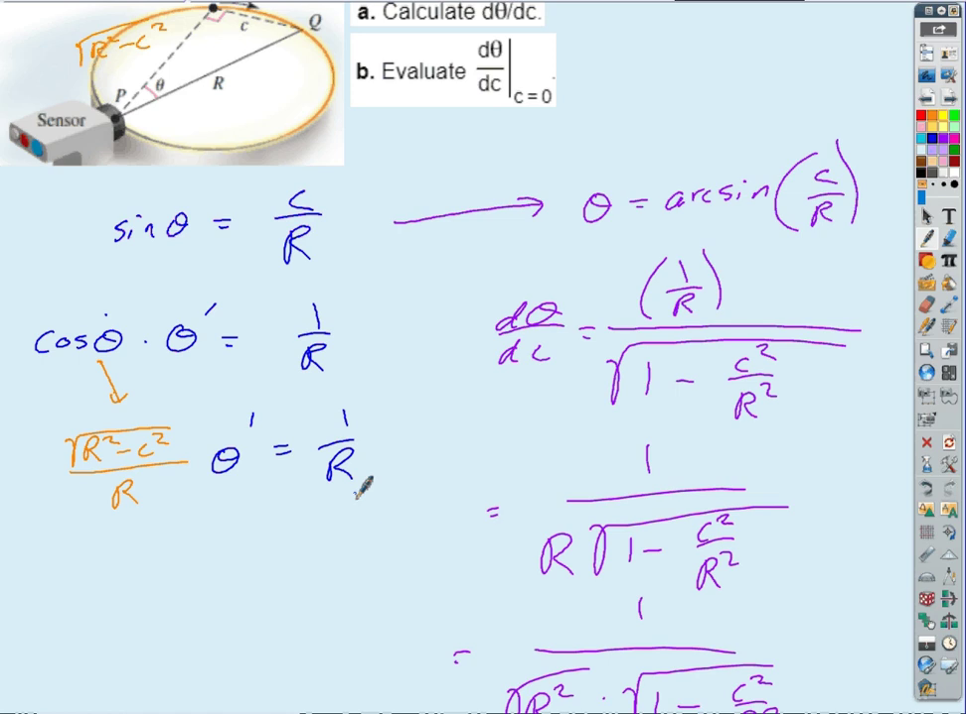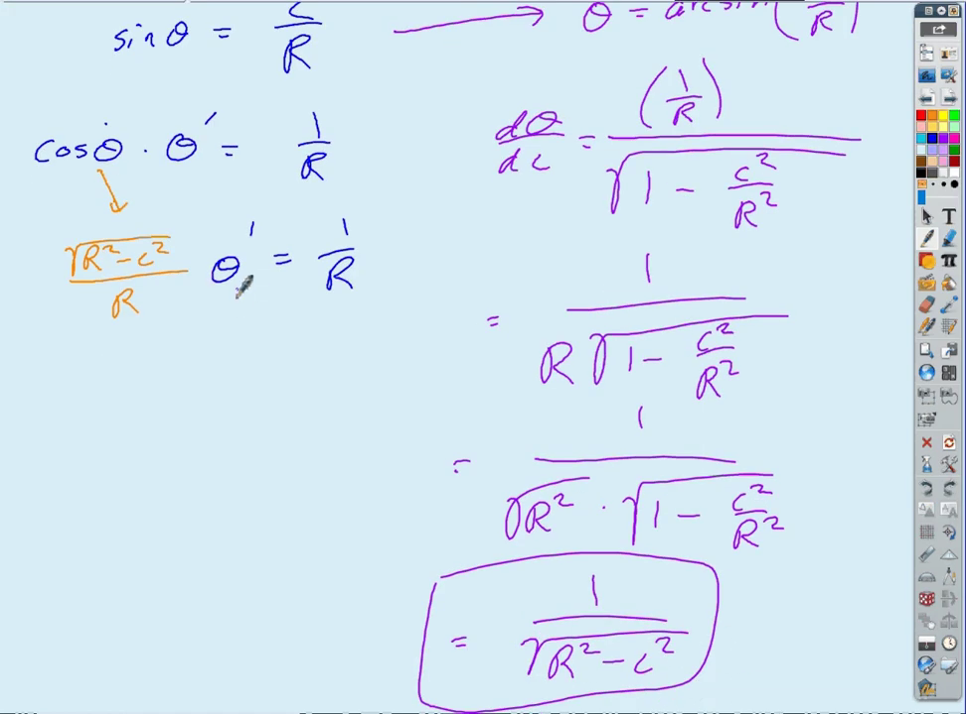and then to solve for theta dot, I can just multiply each side by the reciprocal of that, right? And isn't that just going to give me, when I solve for theta dot, that? Right? Okay, either way.